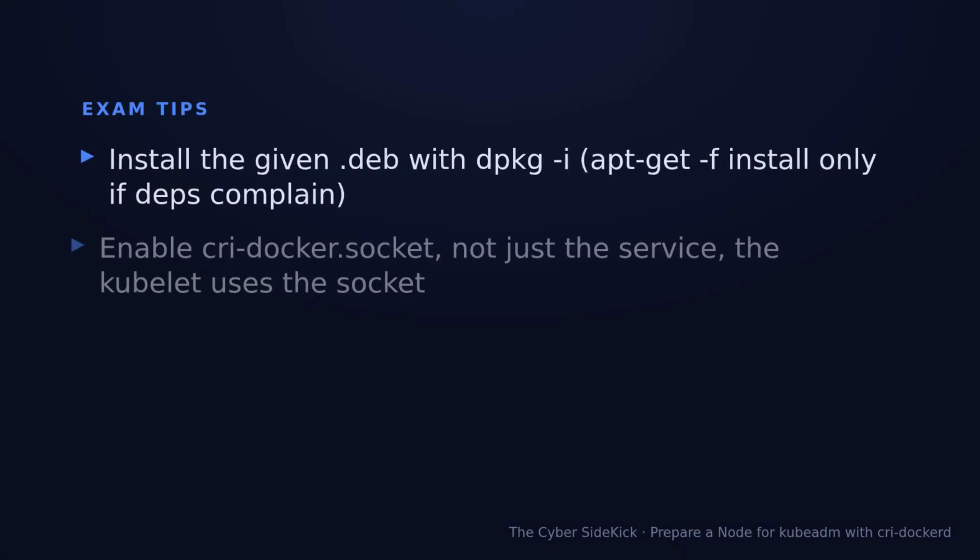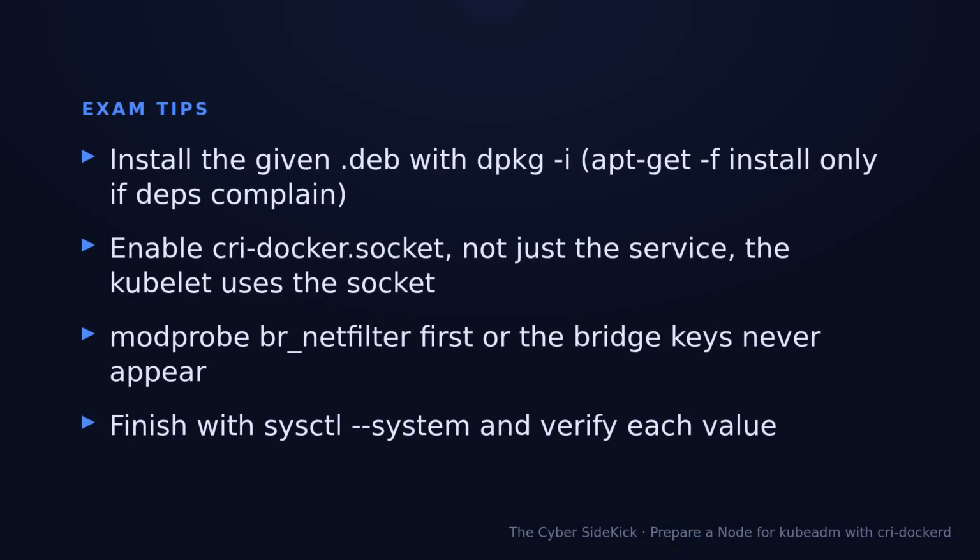A few things that trip people up. Use the package they tell you to and install it with dpkg -i, not apt. The kubelet talks to the socket, so enable the socket, not just the service. The bridge sysctls silently fail to apply if br_netfilter is not loaded, so modprobe it first. And always finish with sysctl --system and read the values back, because a config file that is never loaded scores 0.